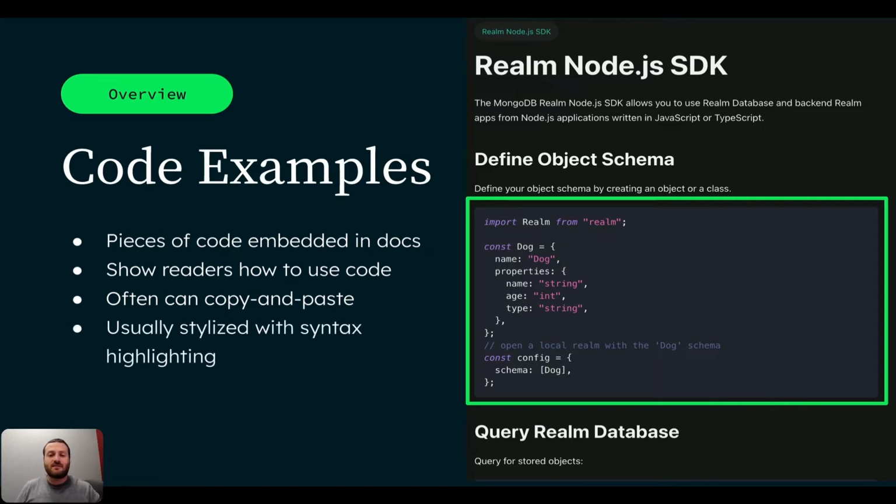And additionally, code examples are often stylized with syntax highlighting. So we can see here with this purple and pink code. And that is to make it stand out and resemble how the code would look in the developer's own environment.